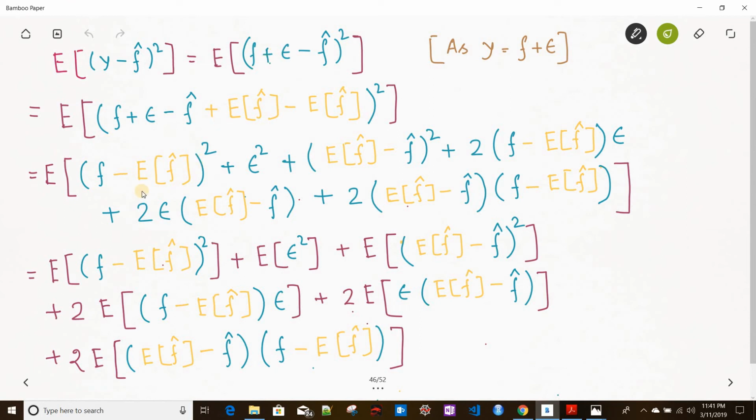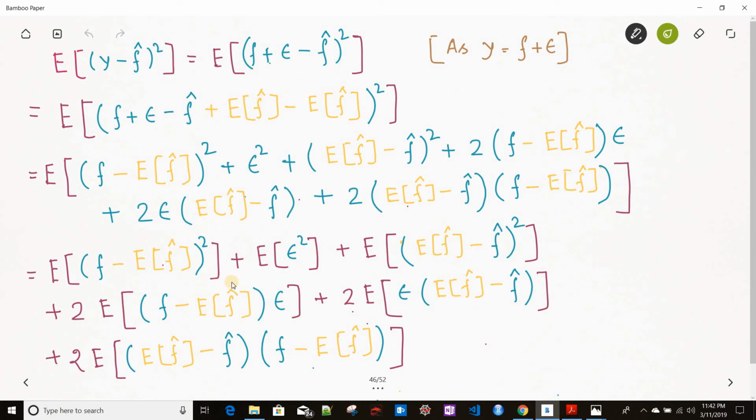Okay, so what we'll be doing is taking f minus expected value of f bar in one term, expected value of f bar minus f bar in another one, and epsilon as another term. So that means it becomes a plus b plus c squared, right? So that is what I have written over here. It's a square plus b square plus c square plus 2ab plus 2bc plus 2ca, right? So we will simplify these terms.